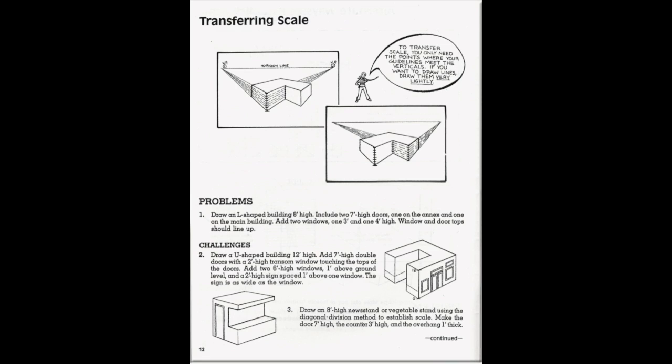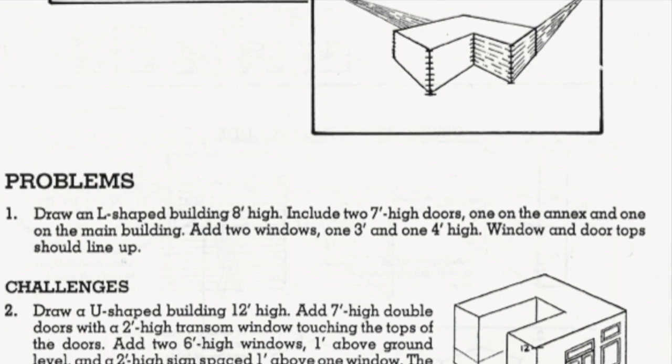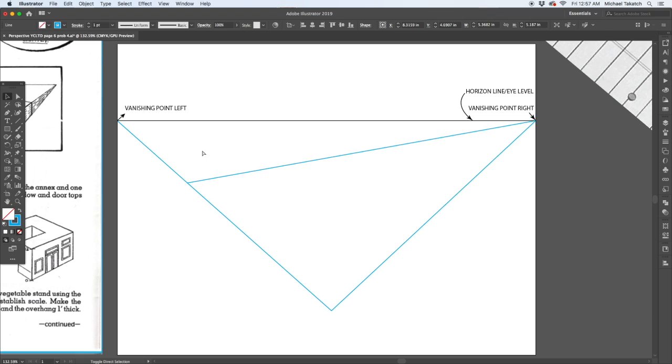Okay, we're going to do an L-shaped building, 8 foot tall. It's going to have two 7-foot high doors with a 3-foot and 4-foot window. Horizon line's a quarter of the way down. Just start with a floor plan of a square.